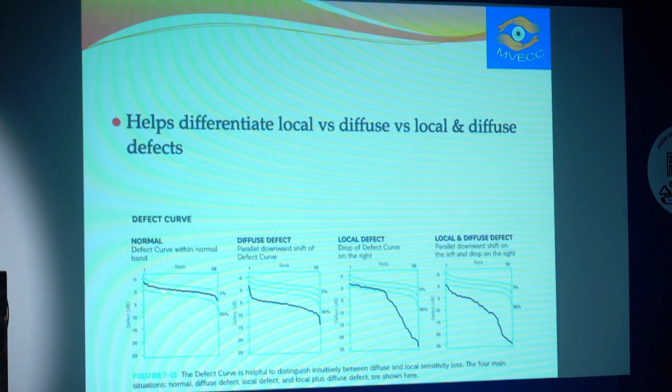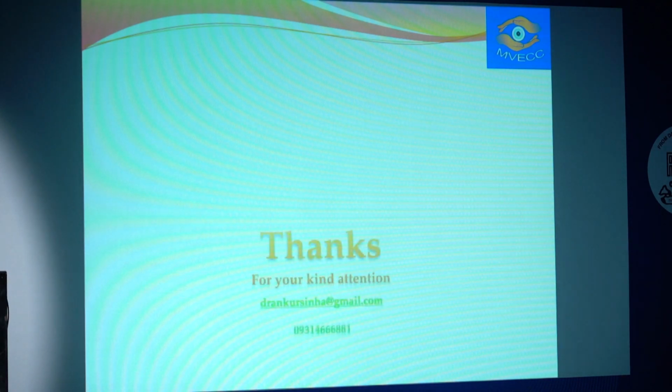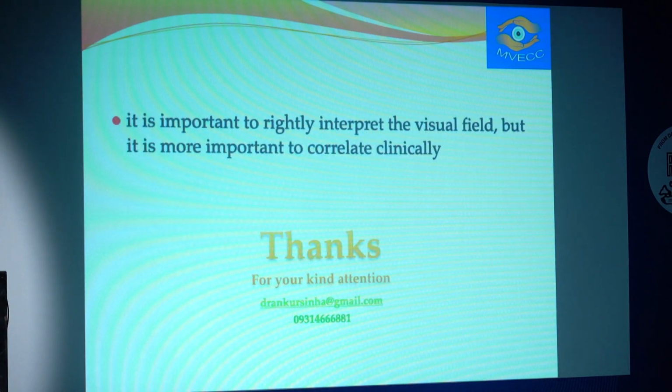If all the points are depressed, which is called a generalized depression, all the points would go down. If there is a focal defect, there will be a cluster of depressed points represented on the right side of this plot here. And if there is a generalized depression along with the focal defect, it will look something like this. So in the end, I would just like to say it is important to interpret the fields very correctly. It's very important, but it is even more important to correlate them with the clinical picture of the patient.